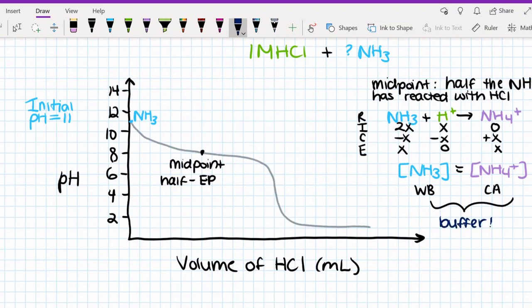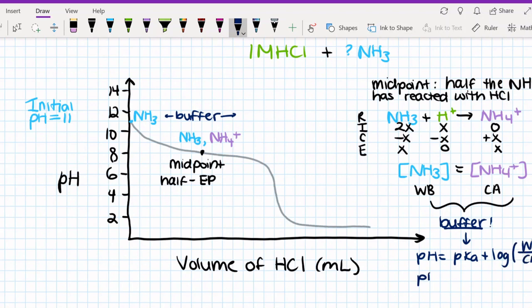We can use the Henderson-Hasselbalch equation to determine the pH at the midpoint. The equation says that pH equals the pKa plus the log of the base divided by the acid. Since the concentration of ammonium equals the concentration of ammonia, we have pH equals pKa plus log of 1. Log 1 is 0, so at the midpoint, pH equals pKa, or pOH equals pKb. The ions present at the midpoint are ammonia and ammonium.